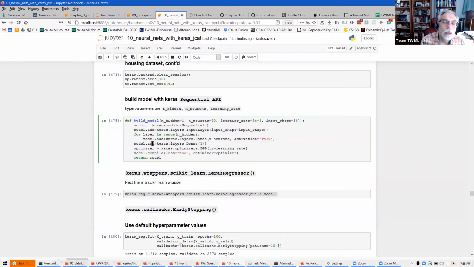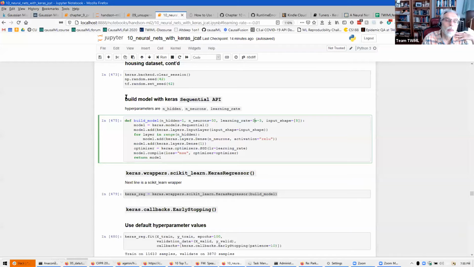Let's see, is it the exact same thing? Yeah, it's pretty much the exact same thing. But now we leave the learning rate. The learning rate is initialized to 3 times 10 to the minus 3. We don't really have to leave it there, but let's see.